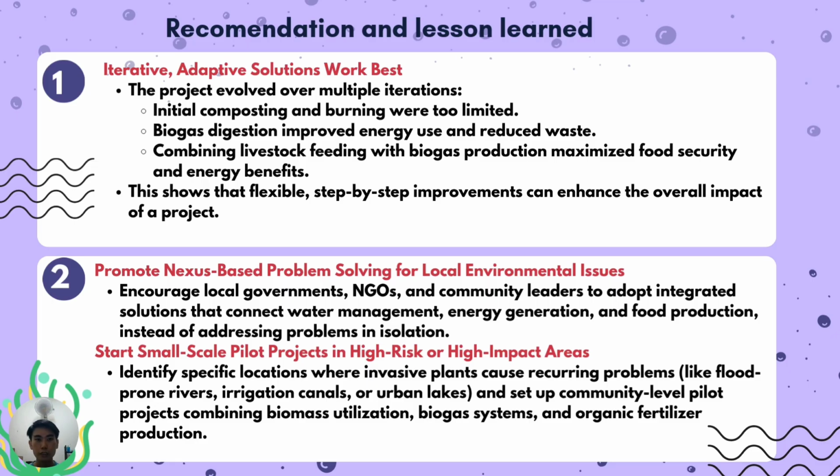Recommendation and lessons learned. Number one, iterative, adaptive solutions work best. The project evolved over multiple iterations. Initial composting and burning were too limited. Biogas digestion improved energy use and reduced waste. Combining livestock feeding with biogas production maximized food security and energy benefits. This shows that flexible step-by-step improvements can enhance the overall impact of a project.